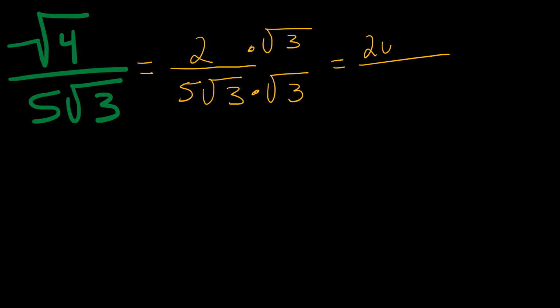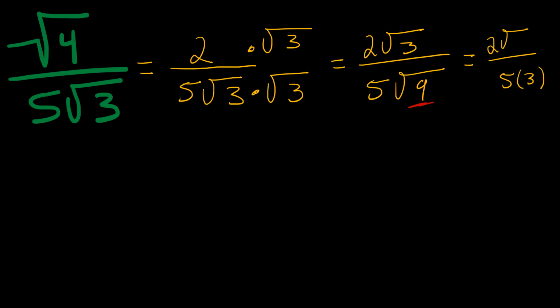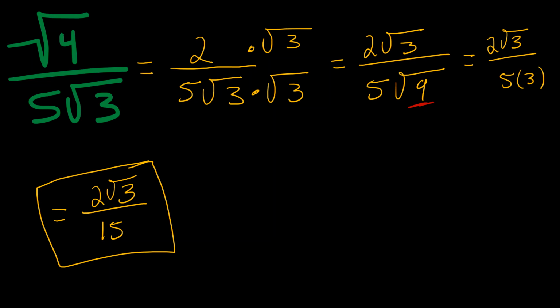So on top I get 2 root 3. On the bottom I have 5 root 9. The square root of 9 is just 3. So I end up with 5 times 3 on the bottom and 2 root 3 on top, which equals 2 root 3 over 15. Let's do another problem.